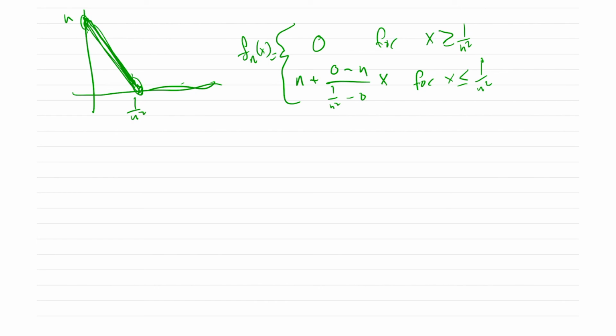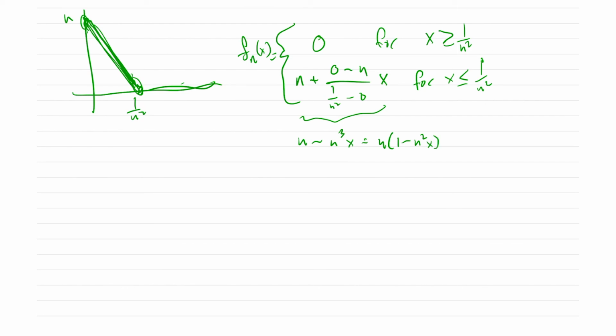And we can do some simplifications here. This is basically going to give us n minus n cubed x, there we go, right? And if we want, we can write this as n times 1 minus n squared x. Yeah, whatever you want to do.